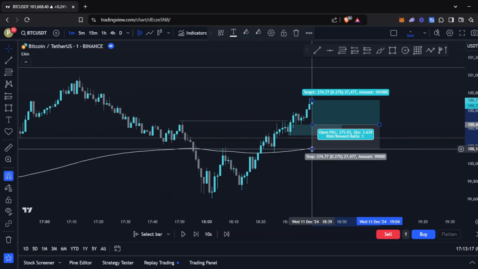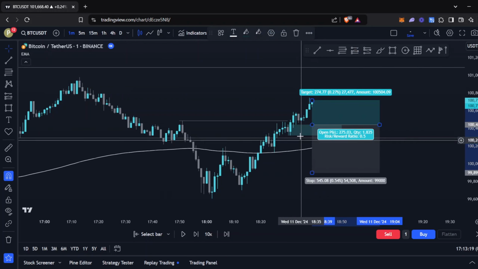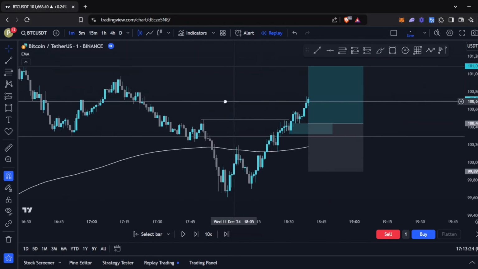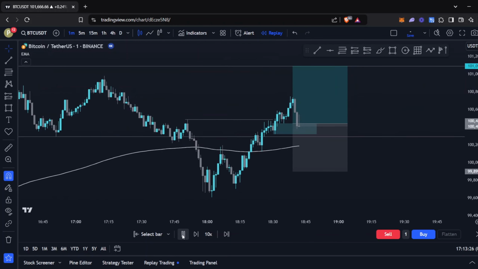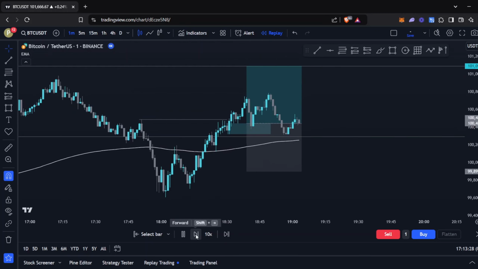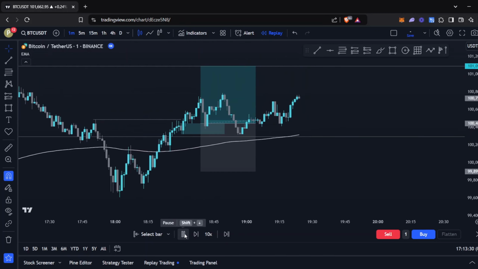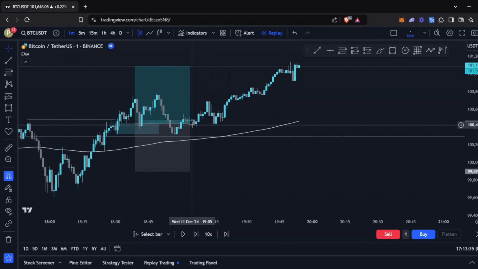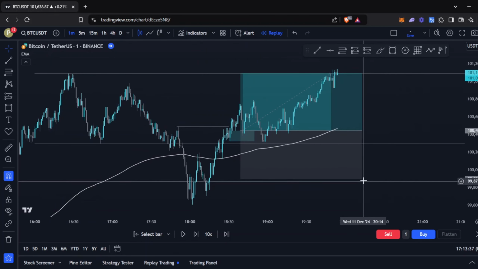So we're going to take our entry at the open, put our stops just below that low right there, and we're going to target the high of that candle. So if I now play price on, we can see that price comes back, taps us into that order block, and then eventually after a while it does go to our take profit. So again, that was a nice and simple trade.